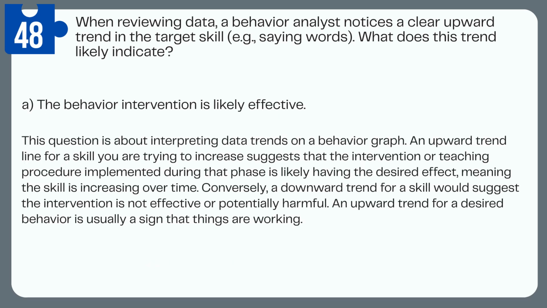Answer: A. The behavior intervention is likely effective. This question is about interpreting data trends on a behavior graph. An upward trend line for a skill you are trying to increase suggests that the intervention or teaching procedure implemented during that phase is likely having the desired effect, meaning the skill is increasing over time. Conversely, a downward trend for a skill would suggest the intervention is not effective or potentially harmful. An upward trend for a desired behavior is usually a sign that things are working.